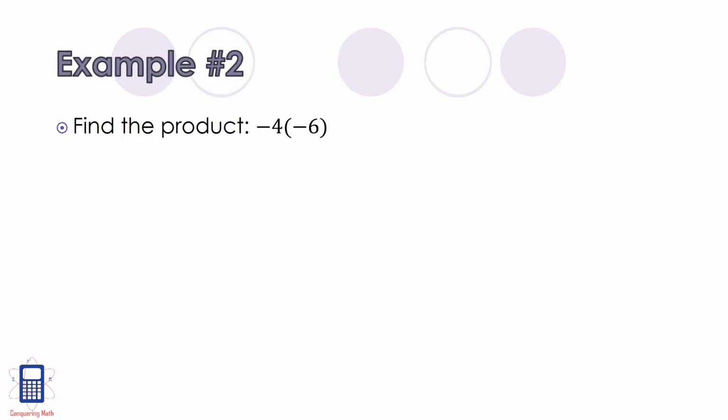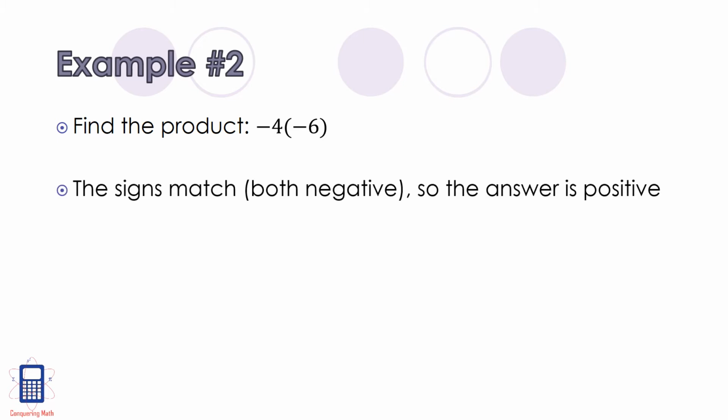All right, let's take a look at our second example. We have negative 4 times negative 6. Remember that when you have a number pushed up against parentheses like that, it still means multiplication. In this case, the sign on both factors are negative. So since they match, the answer will actually be positive. Remember, a negative times a negative gives us a positive. 4 times 6 is 24, so negative 4 times negative 6 is positive 24.